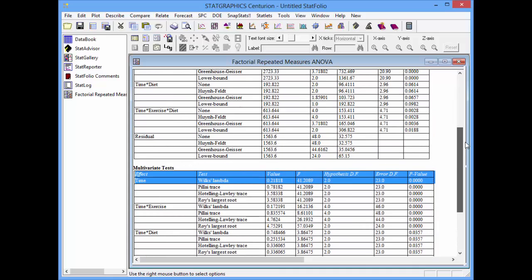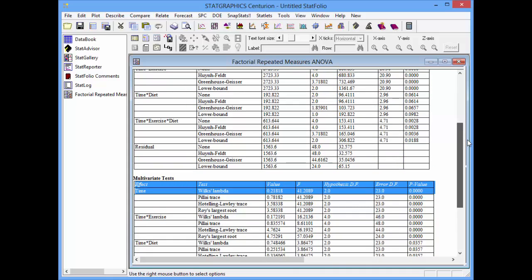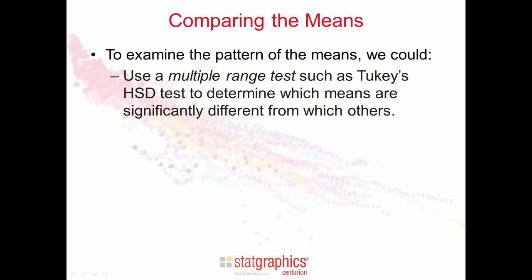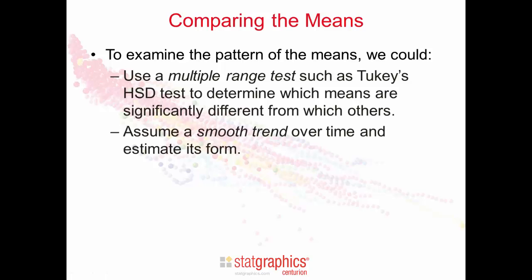All the p-values, the univariate tests and the multivariate tests, are quite small, except for time by diet, confirming what we saw in the analysis of variance table. Once we know which factors are statistically significant, we can then compare the means at different levels of the factor. One approach is to use a multiple range test, such as Tukey's HSD test, to determine which means are significantly different from which others. If the within subject factor, however, is time, and the values are equally spaced, then we might instead assume a smooth trend over time and estimate its form.